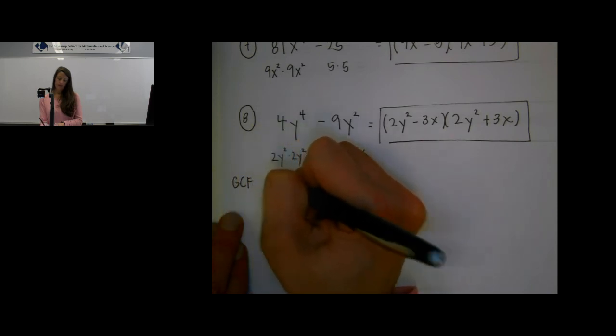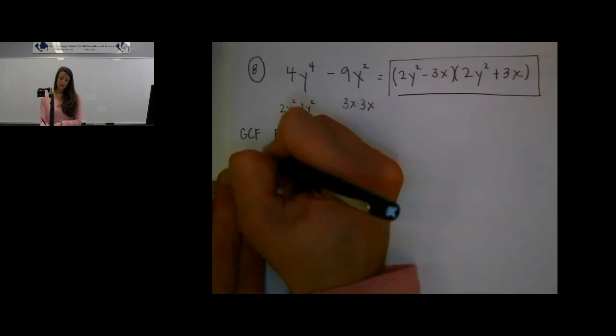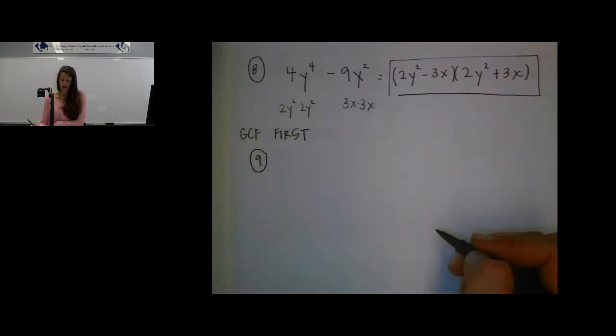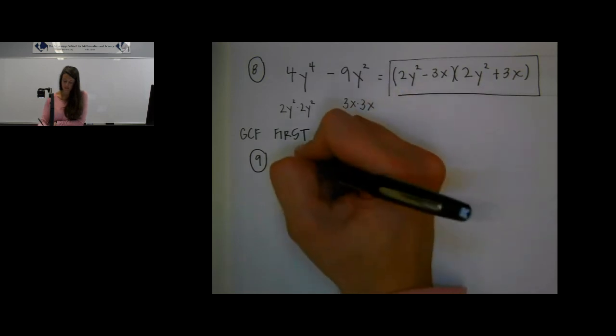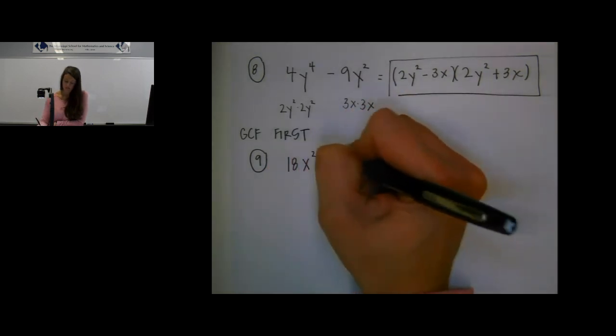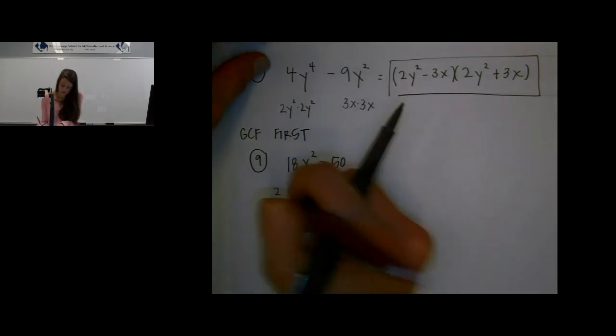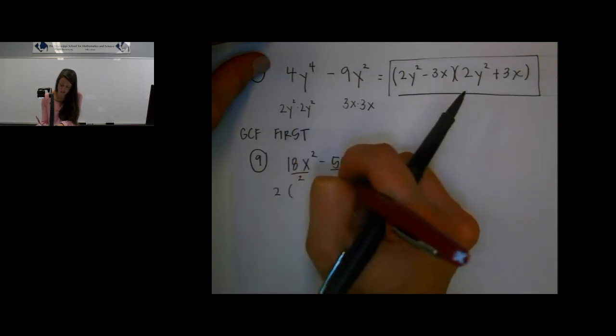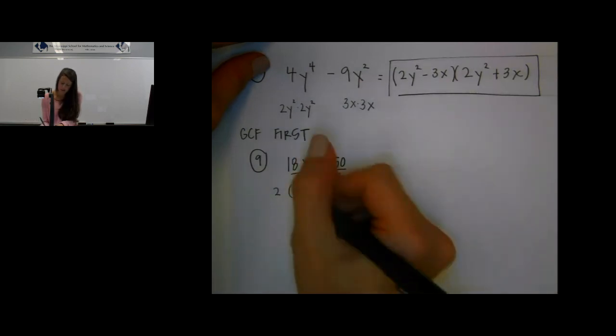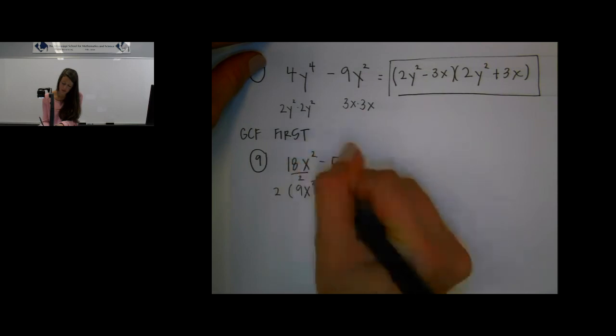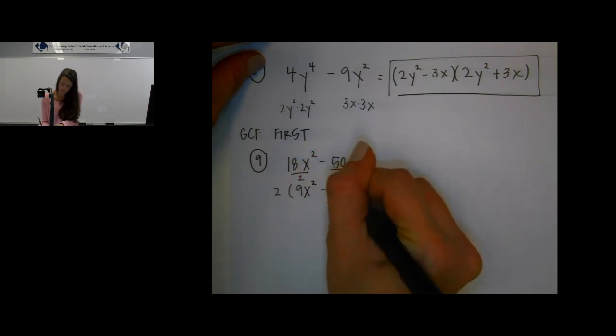All right, so now let's look at some examples where you have to take a GCF out first. Okay. Is there a GCF, a greatest common factor, between 18x squared and 50? That would be a 2. So you can take a 2 out. When you take a 2 out, you divide each term by 2. So 18x squared divided by 2 will leave you with 9x squared. 50 divided by 2 will leave you with 25.